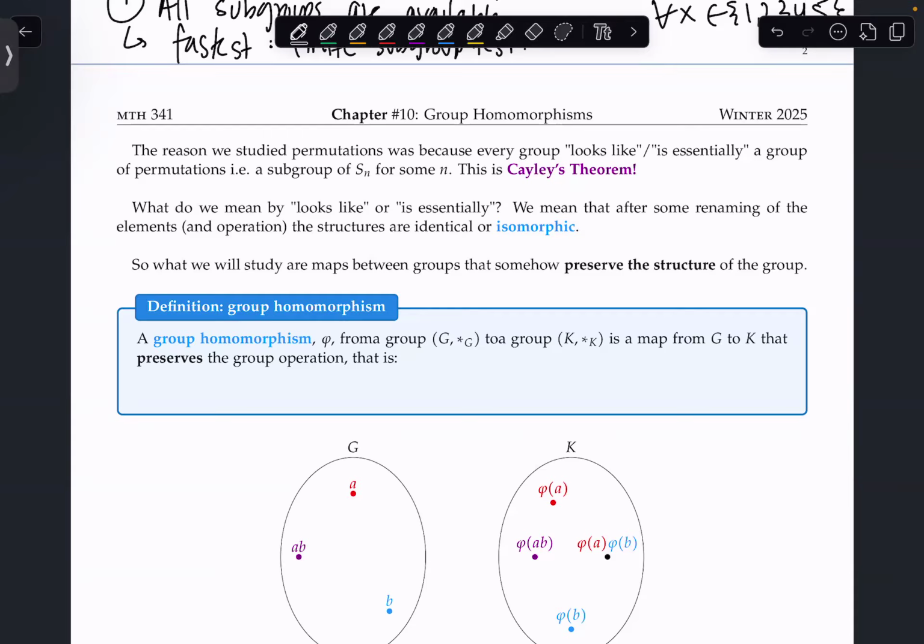But the thing we need to study is, what do you mean by it looks like or is essentially the same? So here, what we'll mean by this is after we rename the elements and the operation, the Cayley tables will look exactly the same. The way the elements operate with each other will be the same between one group and the other. We really would not be able to tell them apart after we just rename the elements and the operation. And what we'll say is that those groups are going to be isomorphic to each other.